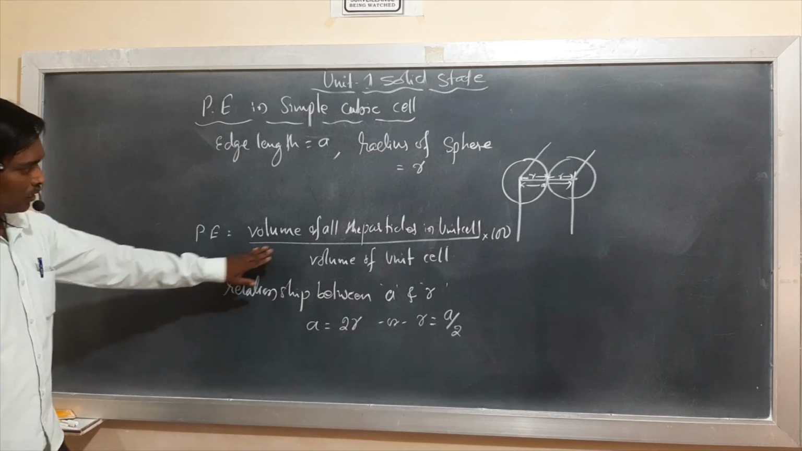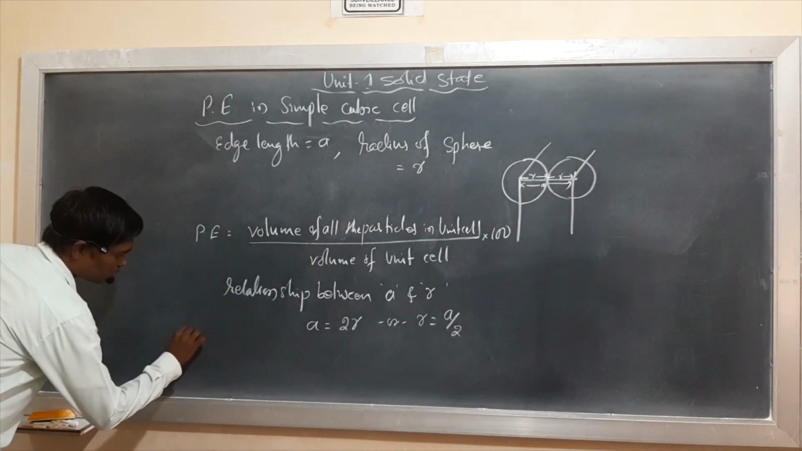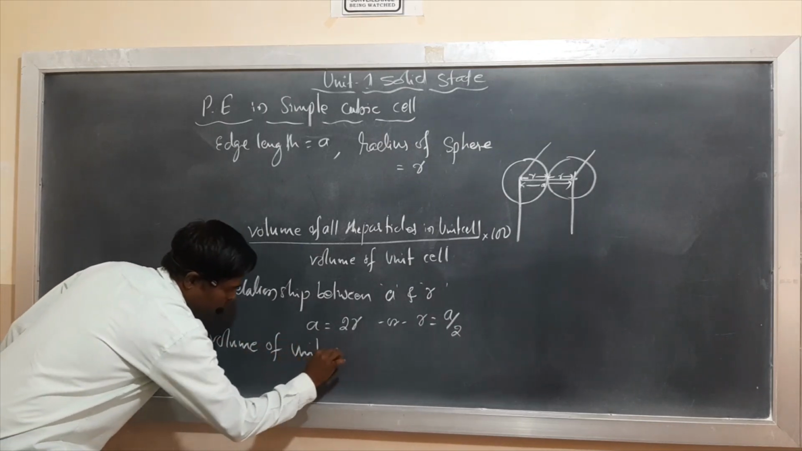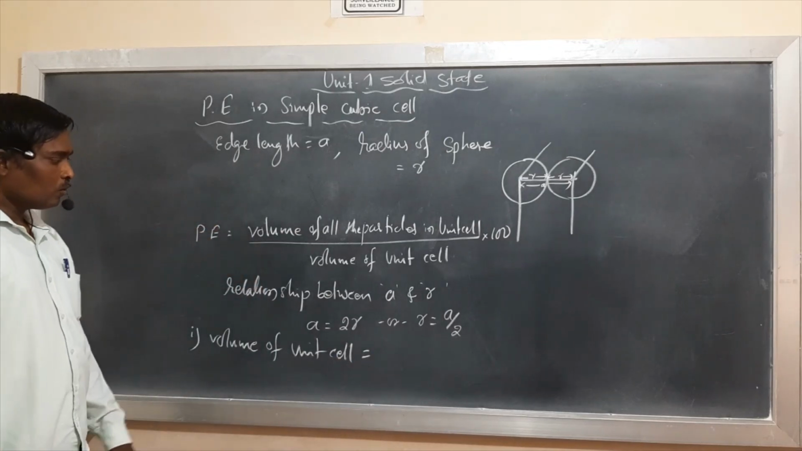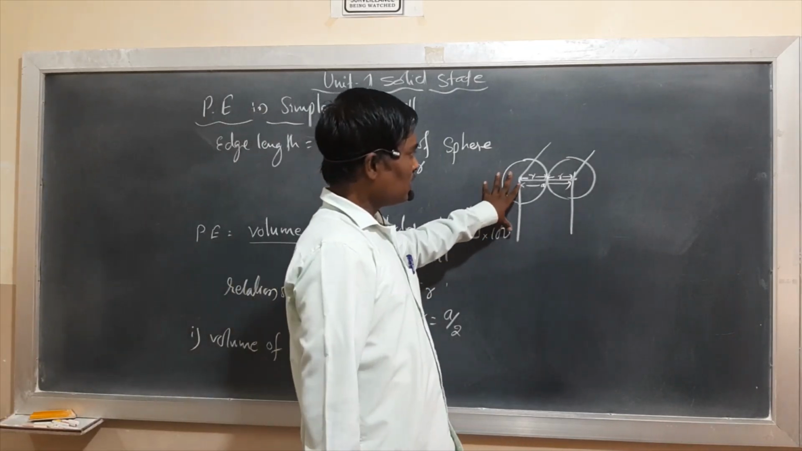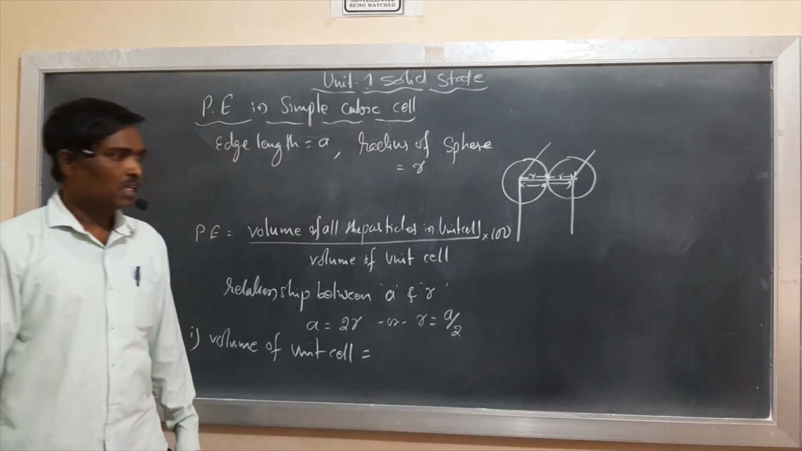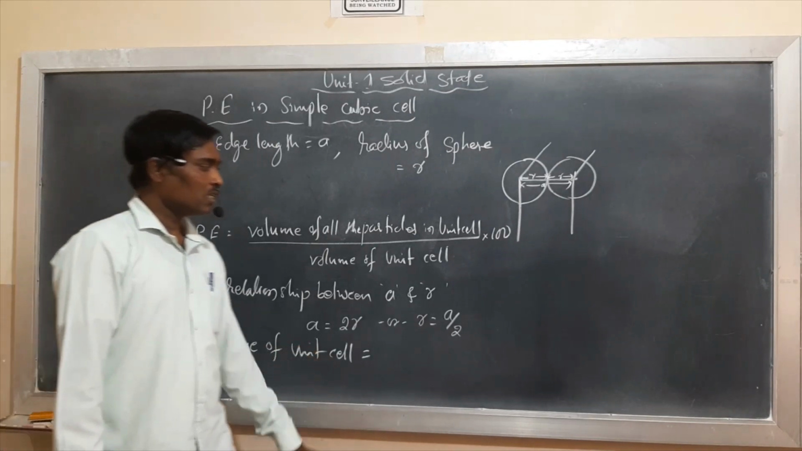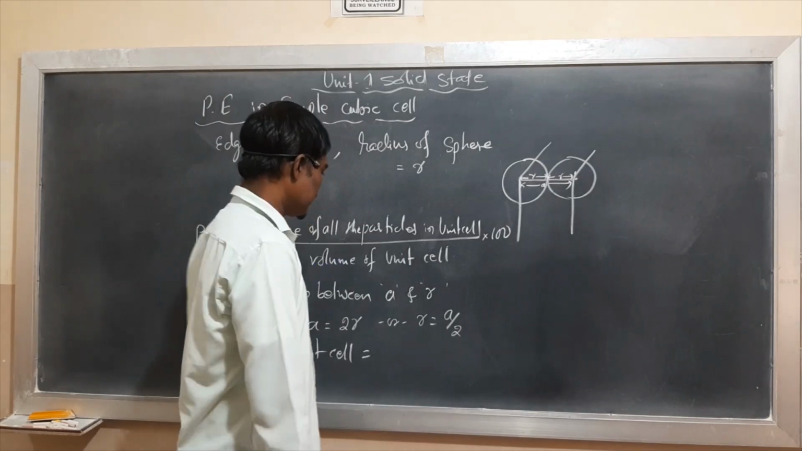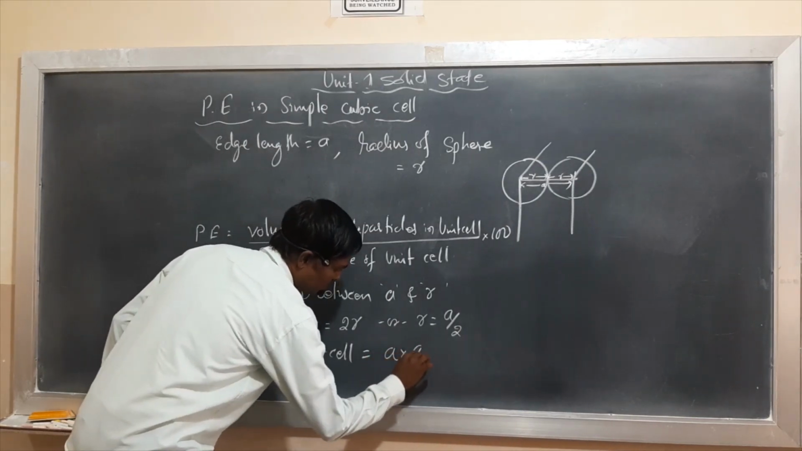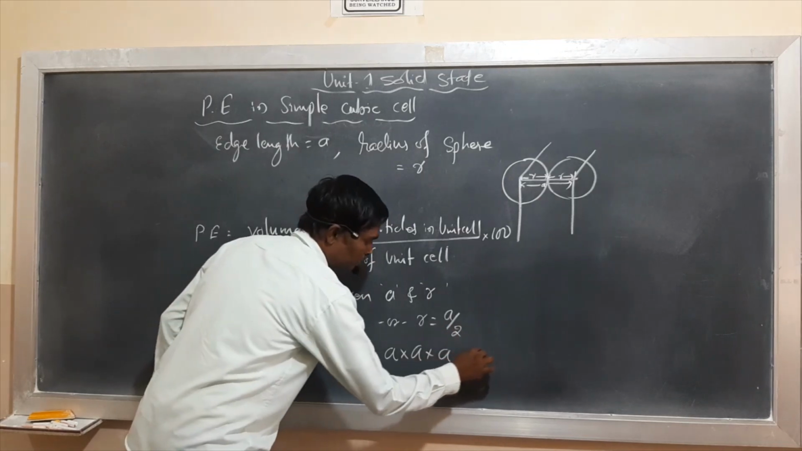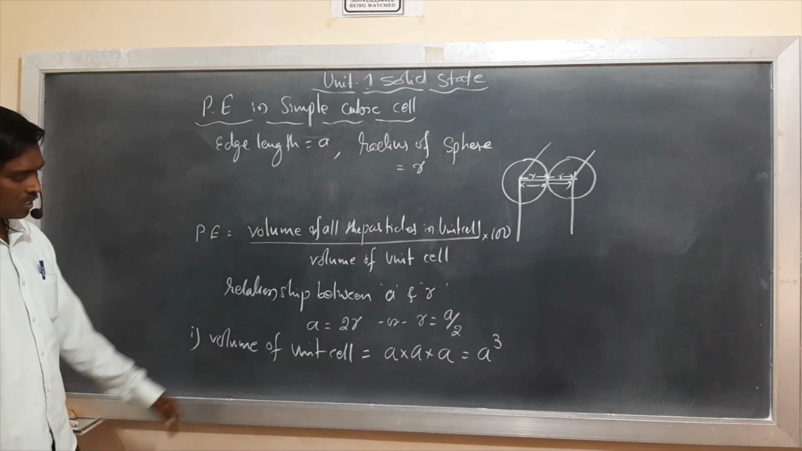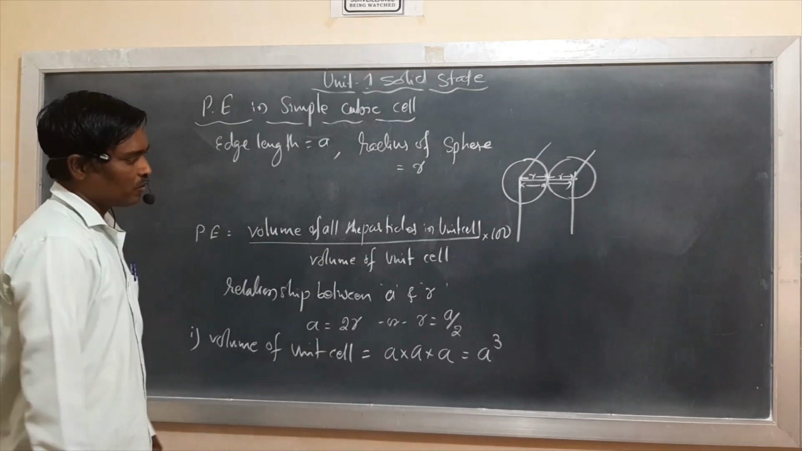Now, I will calculate first the volume of the unit cell. Let me write the first point, the volume of the unit cell, the denominator term. Our unit cell is a cube. We know that for a cube, the length, breadth and height are the same. And the volume of that cube is nothing but length into breadth into height. You can write length is also a, breadth is also a, and height is also a. Therefore, a cubed is the volume of the unit cell. Now, let me express this volume of the unit cell in terms of the radius of the sphere.